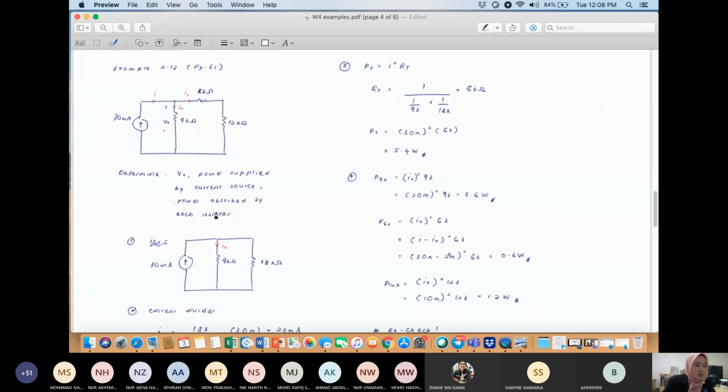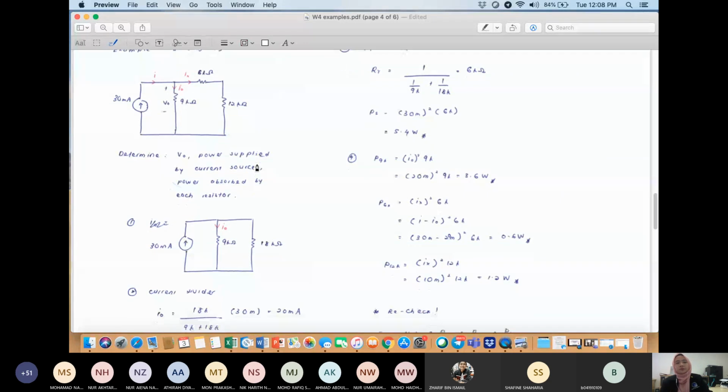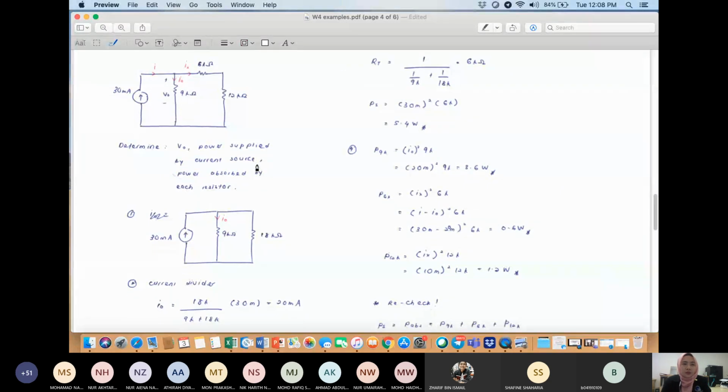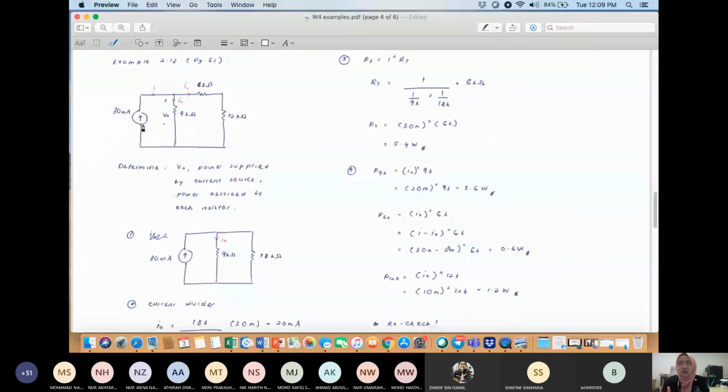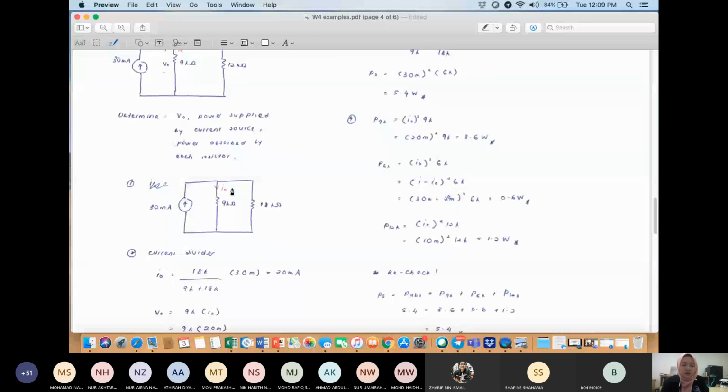Okay, each of the resistor. So you need to find the power for 9K, 6K, and also 12K. Okay. So over here, this one you can directly use the current divider because the source here is already a current source. So the current I is 30 milliamp. Okay. So by using current divider, you can calculate I naught.